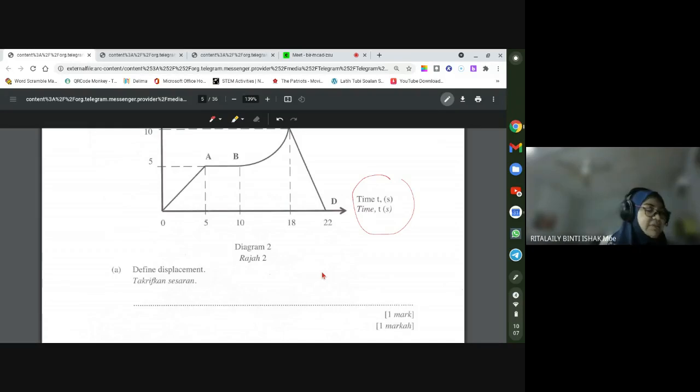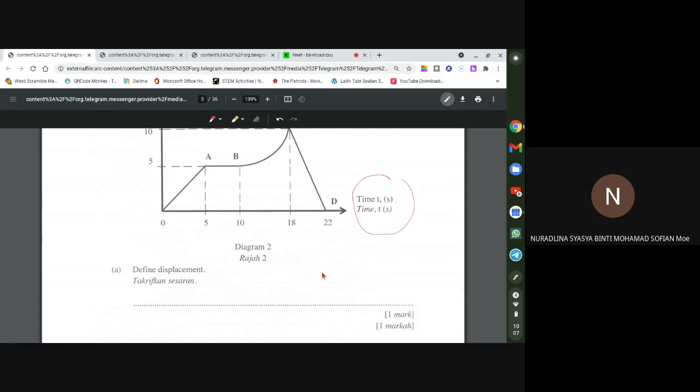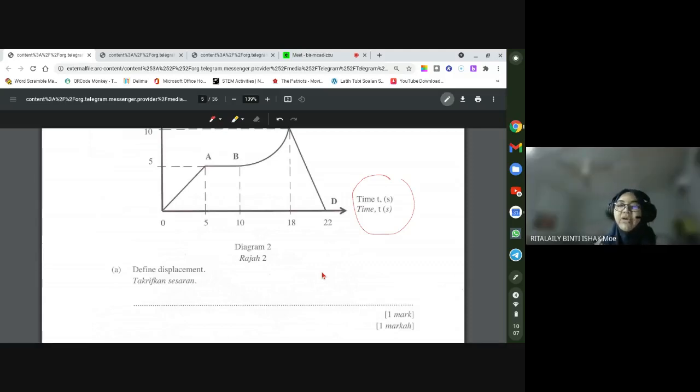So what is the definition of displacement? Displacement tu apa? Siapa tahu? Distance traveled by an object in a specific direction. Okay, distance traveled by an object in a specific direction. Displacement. Ada satu lagi yang tertinggal, the shortest distance. Okay, displacement is shortest distance. Sebab katalah kita ada 3 point, dia berjalan daripada A ke B ke C kan? So displacement kita adalah the shortest distance.